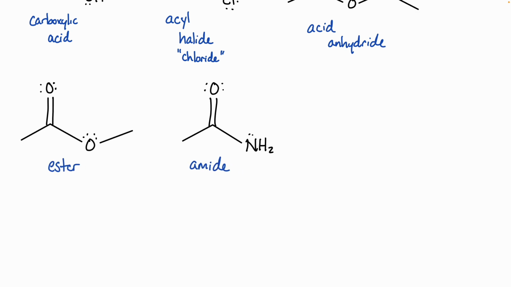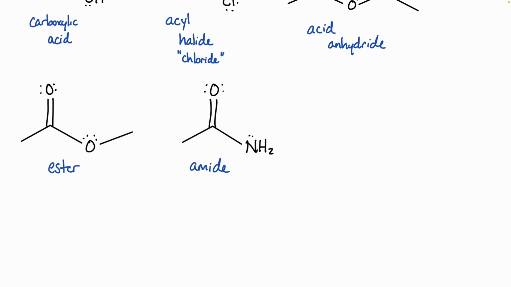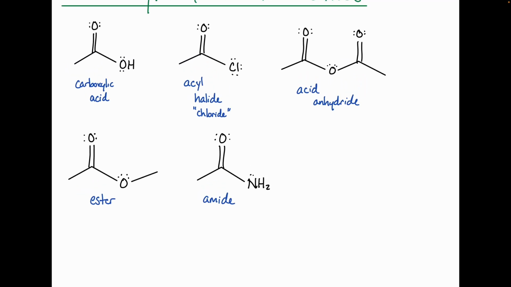The last one looks a little bit different than all of these, but we still lump it into the same category because chemically it behaves very similarly. These are what are called nitriles. Nitriles do not have carbonyl groups, but they do have a carbon with this really high order bond to a more electronegative element, this carbon-nitrogen triple bond.